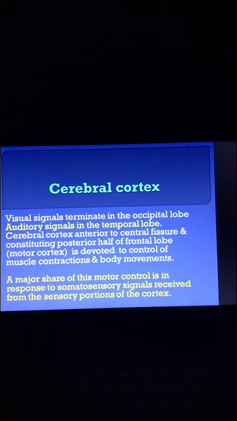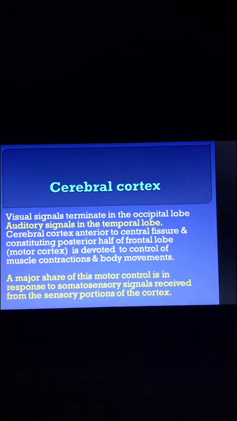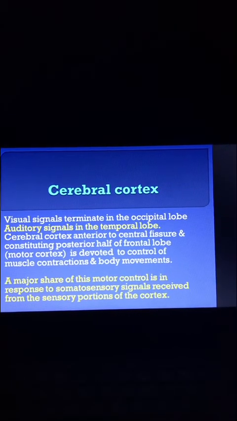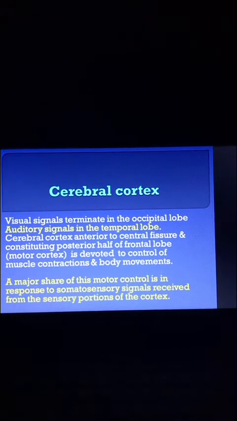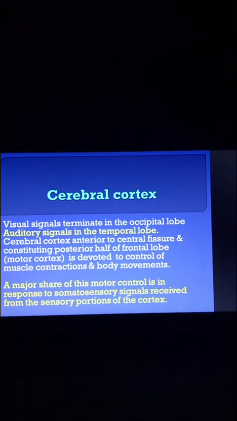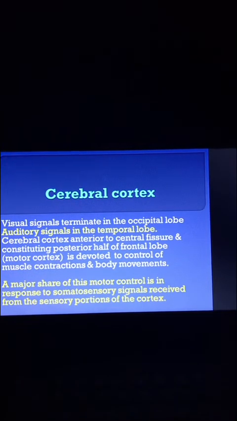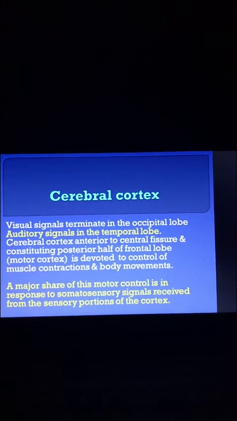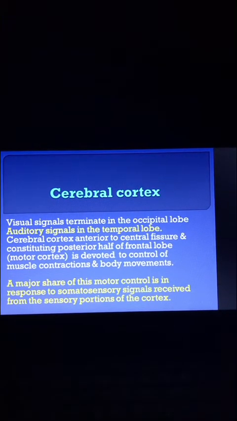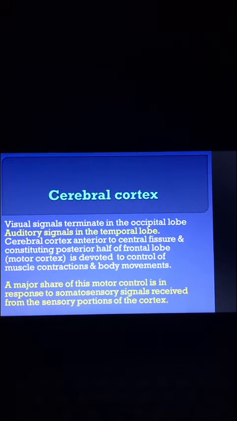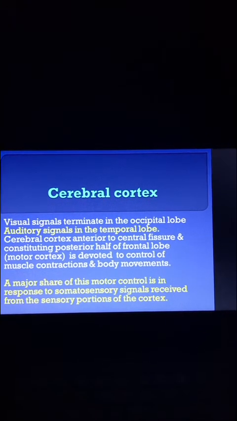Now, in general, in the cerebral cortex, visual signals terminate in the occipital lobe. The auditory signals terminate in the temporal lobe. The cerebral cortex anterior to the central fissure, constituting the posterior half of the frontal lobe, is the motor cortex, and it is devoted to controlling muscle contractions and body movements. A major share of this motor control is in response to somatosensory signals received from the sensory portions of the cortex.